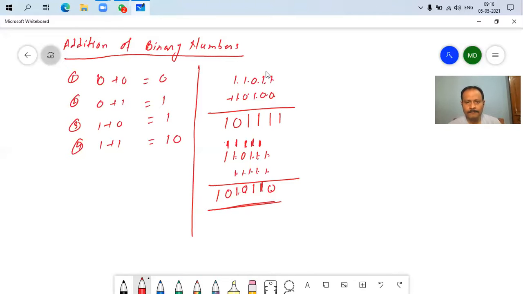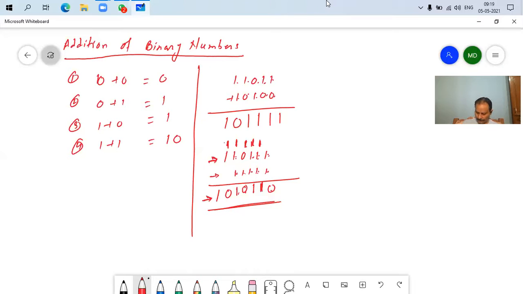Now, we can also verify whether our answer is correct or incorrect. For that, what we need? First, we need to convert these binary numbers to decimal. Now, let us check this one. What is the decimal number? If the decimal summation is correct, then the binary summation is also correct.